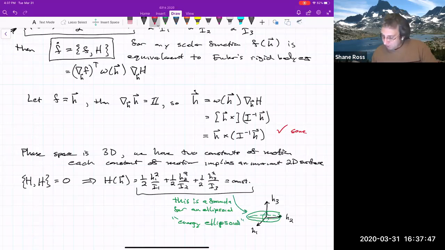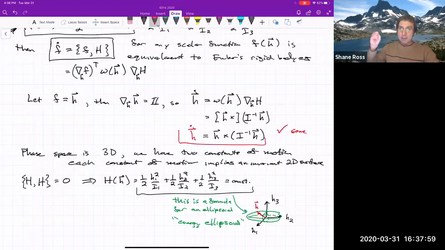So what does this mean? Think of our angular momentum vector as it evolves in time according to this equation. It has to stay along this energy ellipsoid. And it has to stay along the energy ellipsoid. So that's one kind of geometric constraint that naturally falls out of this identity, or this property of the Jacobi constant.